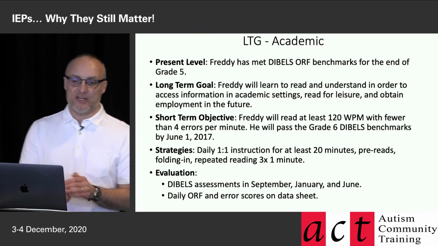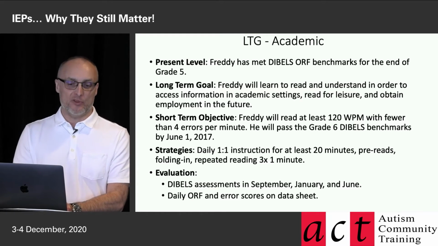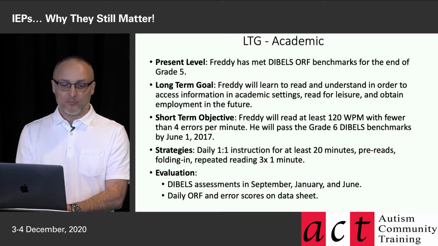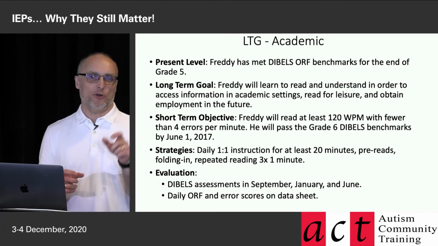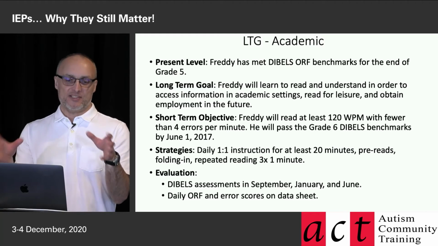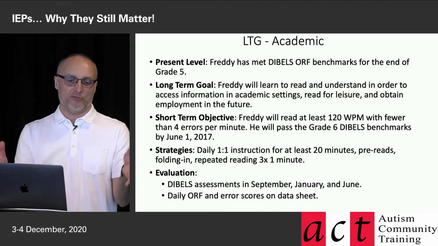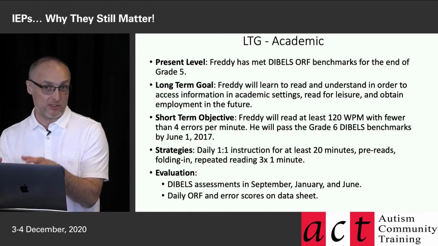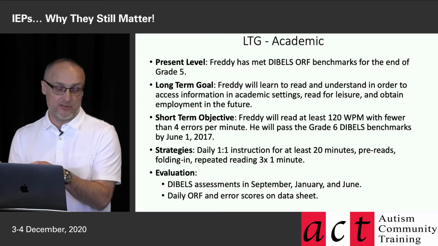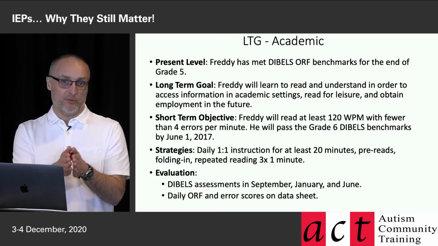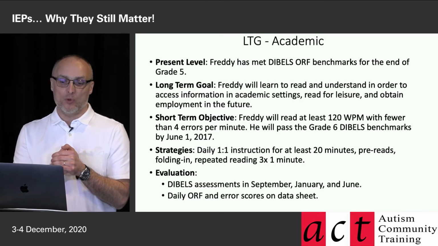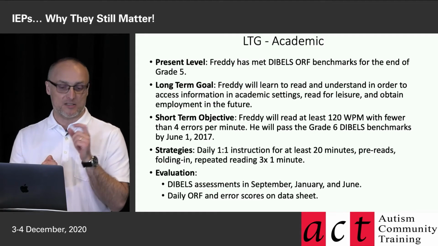The short-term objective is that Freddie will read at least 120 words per minute with fewer than 4 errors per minute. He will pass the grade 6 DIBELS benchmarks by June 1st, 2017. So here, I'm contradicting what I said earlier where you don't have an annual goal. But this is appropriate because we want him to gain 1 year of reading in 1 year at school. And so we're going to assess this at the end of the year, which is a summative measure that summarizes, but we're not going to wait till the end of the year. We're going to be constantly counting his words per minute all the way through the year. And by the end of the year, he should be able to hit 120 words per minute with the grade 6 material, grade 6 content.